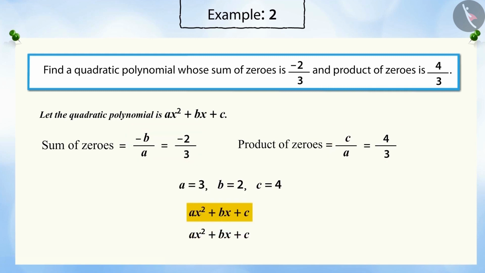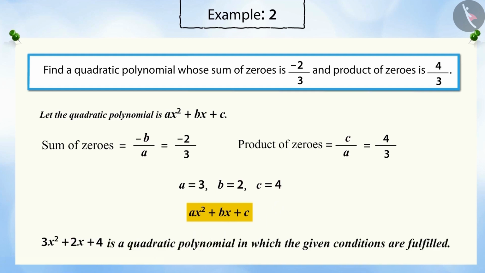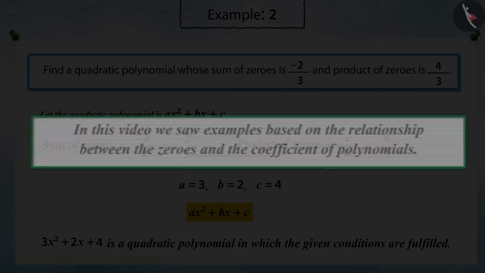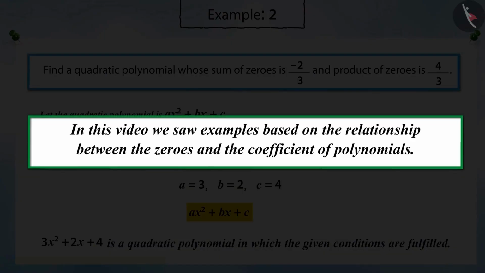Substituting the values of a, b and c, we get a quadratic polynomial 3x² + 2x + 4, in which the given conditions are fulfilled. In this video, we saw examples based on the relationship between the zeros and the coefficients of a polynomial. In the next video, we will see what can be common mistakes while solving these types of questions.